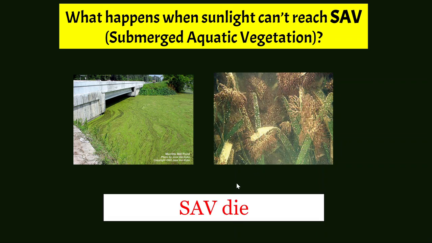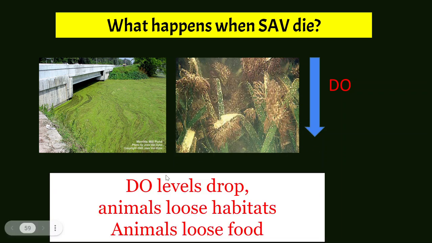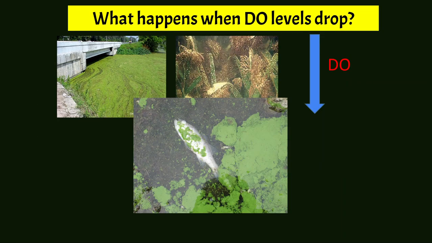Okay, when those plants can't get their sunlight, they're going to die, right? Because they need to do photosynthesis because that's actually going to allow them to produce glucose or sugar that they need for their processes. So if they can't do it, they're going to die. All right, when the submerged aquatic vegetation dies, now they're not doing photosynthesis, so we are reducing the amount of oxygen, the dissolved oxygen in the water. Those dissolved oxygen levels drop. That means that animals lose their habitats and food, so they're going to move away or die. Poor fish.